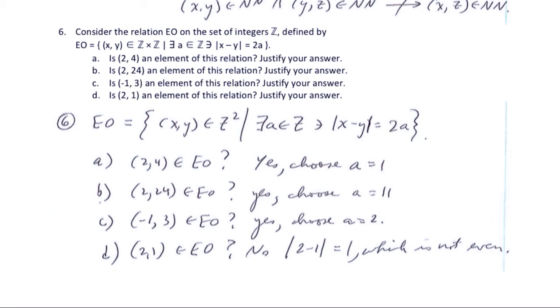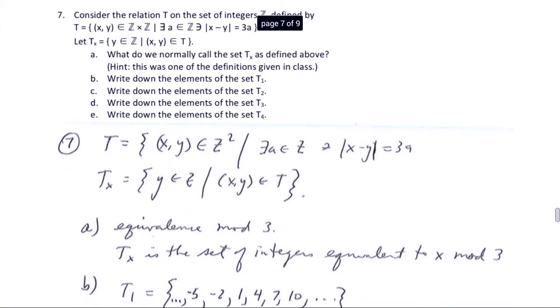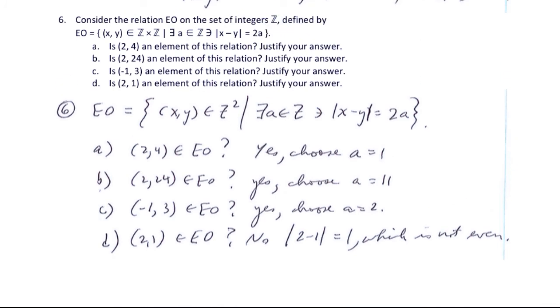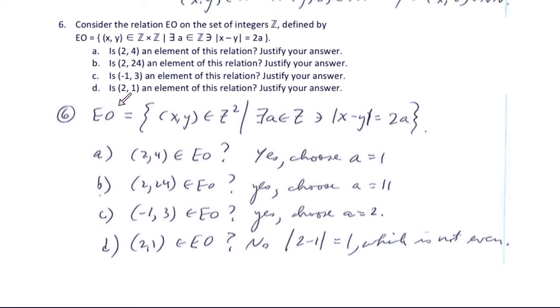Okay, I'm going to try to go on to the next problem here. And hopefully you get the idea that this relation is an equivalence relation, and the equivalence classes are even and odd numbers. That's why it's called EO. Okay, so these are even and odd numbers.